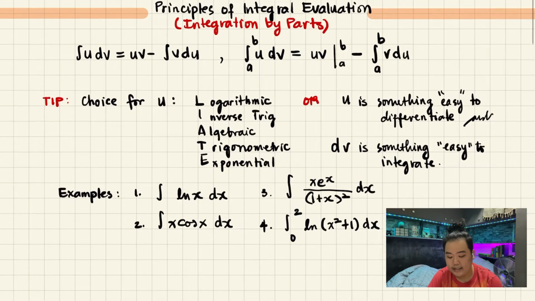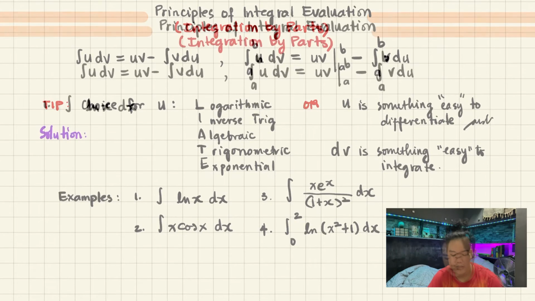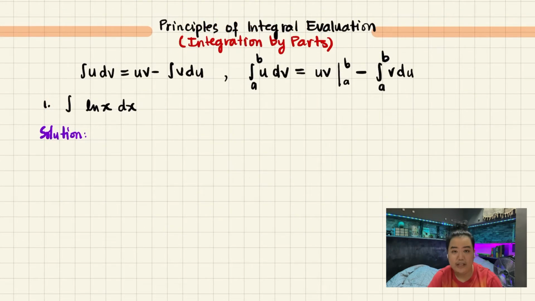At gagawin natin itong mga examples na ito. Our choice for u is yung LIATE, diba? Try nating apply. So, ang priority niya is logarithmic for u. And sa example natin, baka ang ililet u natin dito is ln of x. Actually, wala rin tayong choice kasi ln of x lang yan, at hindi natin kayang integrate basta-basta ang ln of x. And yung dv, yung matitira. That's why you get dx.